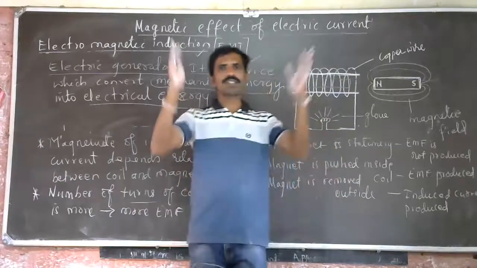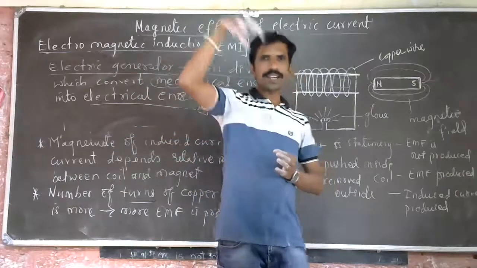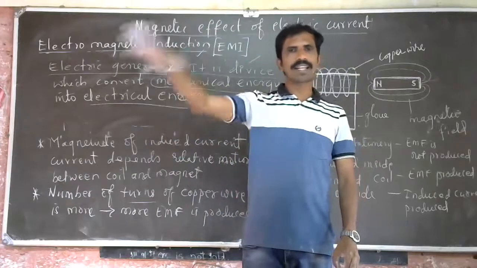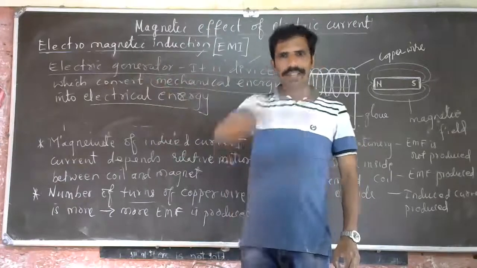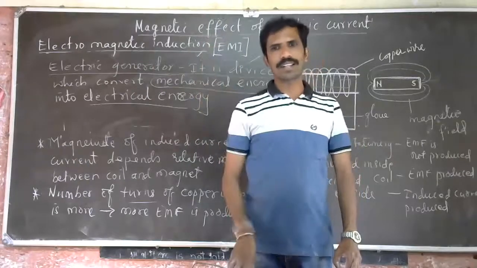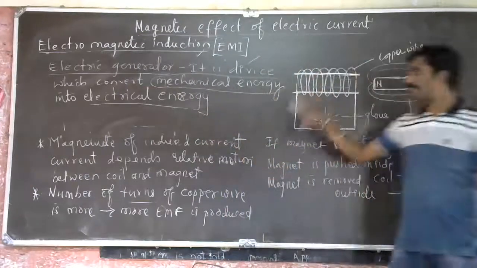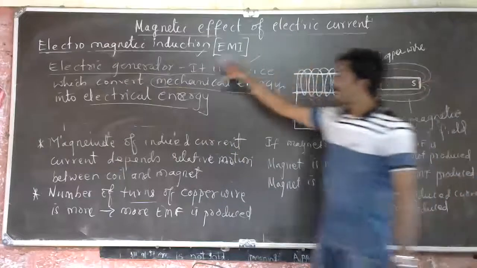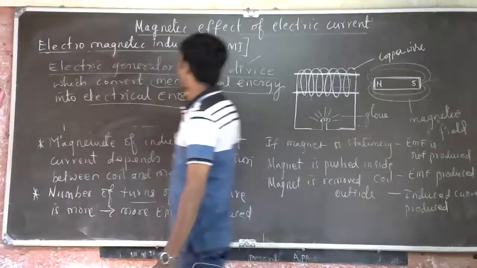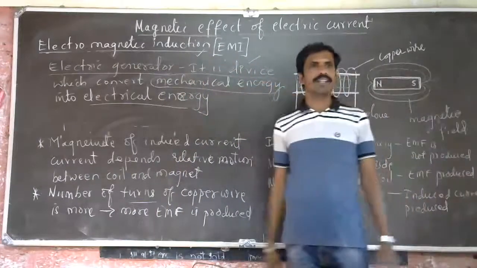Then the hydropower station. The moving water is allowed to fall on the turbine. The turbines are connected to the generator. So when the turbine rotates, there is a change of magnetic field inside the generator, so electricity is produced. On the basis of electromagnetic induction, this electric generator works. Means the electric generator works on the principle of electromagnetic induction.